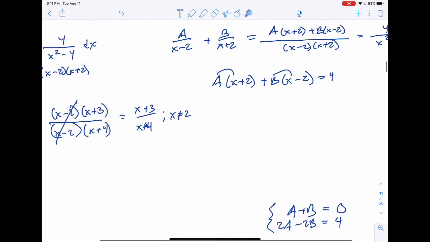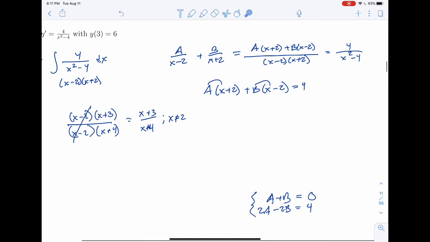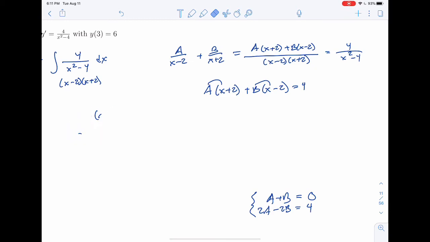Now, what I mean by this way makes me feel gross is that you can plug in -2, and it will kill this thing and give you stuff times b equals 4. And then you can plug in 2, and it will kill this thing, and it'll give you stuff times a equals 4. And this works, but it makes me feel gross because those are exactly the things you cannot plug in up here. So this method always makes me a little apprehensive, but this does work. It is much easier, so you should do it, okay?